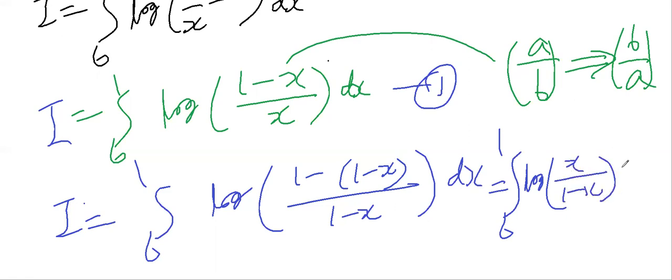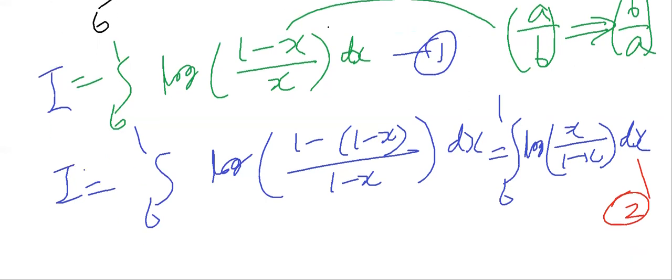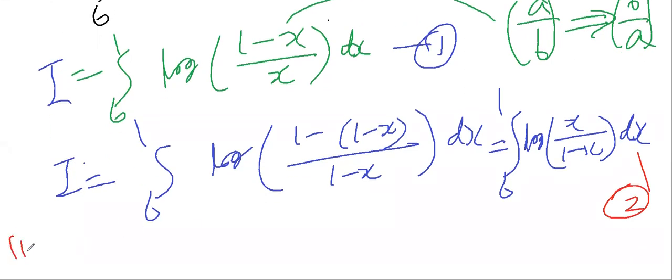तो मुझे मिल गया ना रेसिप्रोकल. ये देखो 1 माइनस x न्यूमरेटर में है, यहाँ पर 1 माइनस x डिनोमिनेटर में है. यहाँ पर x डिनोमिनेटर में है, यहाँ पर x न्यूमरेटर में है. मतलब जो मुझे फॉर्म चाहिए था वो फॉर्म मुझे मिल गया है. This is my equation number 2. अब क्या करेंगे? इक्वेशन नंबर 1 प्लस इक्वेशन नंबर 2.